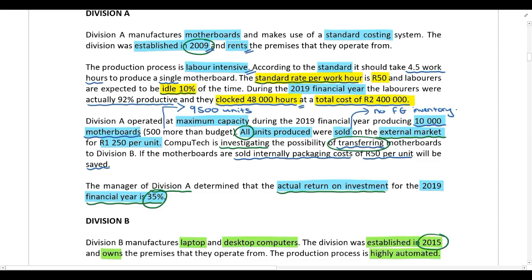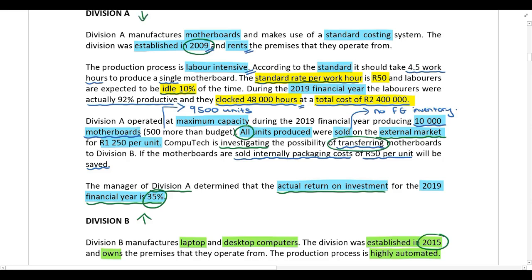Now that means the assets sitting in Division A are going to be further depreciated because they are older, whereas the assets sitting in Division B won't be as depreciated. They've only had 4 years of depreciation, so the carrying values will be a lot higher. So because Division A is older and Division B is newer, Division B's assets should have a higher carrying value and Division A's assets should have a lower carrying value.